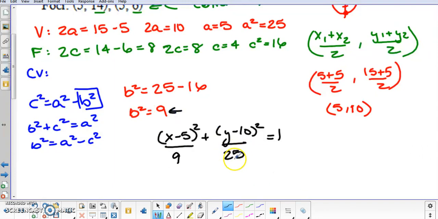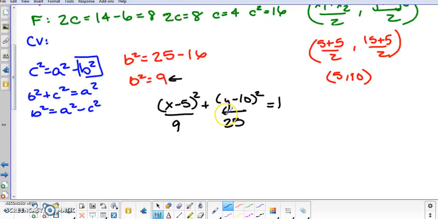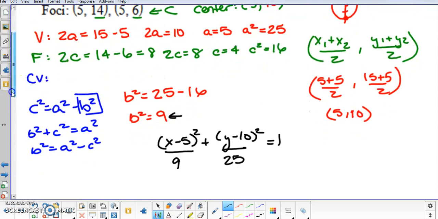The 25 is showing me that I'm going up and down 5. And this is showing me that I'm going right and left 3. So it only makes sense that the bigger number is underneath my y, because that's the one that's changing. Again, if you struggle with going from this to this, but you have no problem graphing given something, check your answer. Just take whatever you have, throw it on a graph, and make sure that your points match what you started with. If you can get all the points that you started with, you're good. Okay?